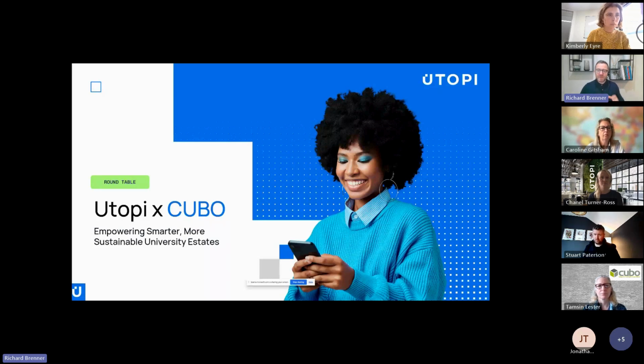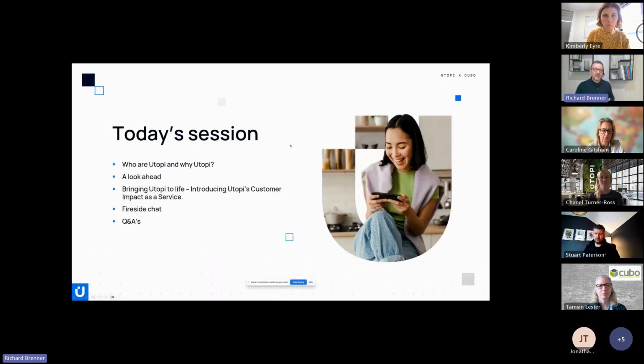So just going to give you a flavour of what we're going to go through today. First of all, I'm going to take you through a little bit around who are Utopi and why Utopi. A little bit around a look ahead, or this bit around continual development of the platform. And Chanel's going to take you through that, and then bringing Utopi to life. Stuart's going to join us and take us through that piece.